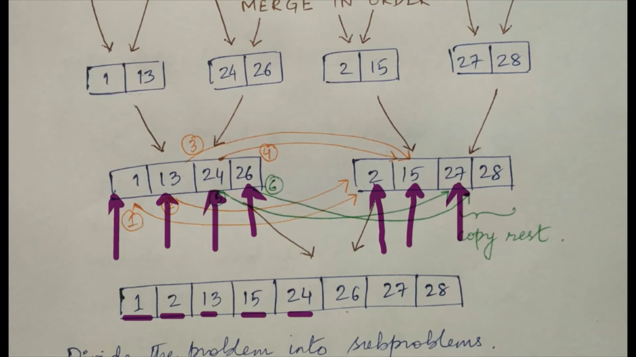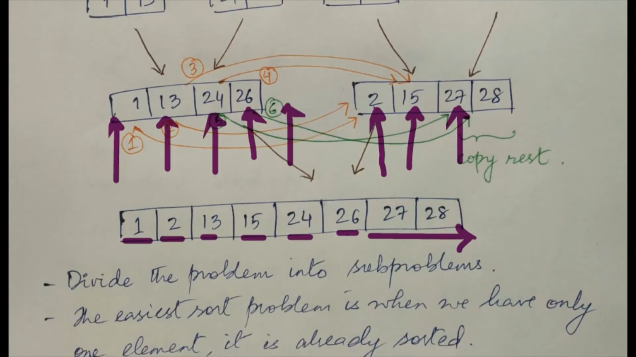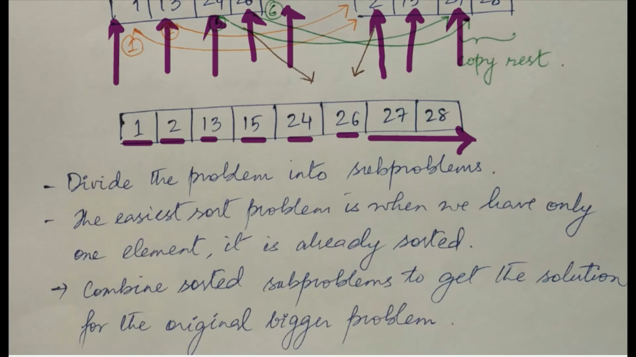26 and 27. 26 is smaller, it will come here, and this pointer moves ahead. Basically, you are at the end of the left hand side, so whatever is at this point and beyond it is already sorted, because when we were merging we were sorting them as well. So you can just append the rest of the right hand side here and you are done, and it is the sorted array.